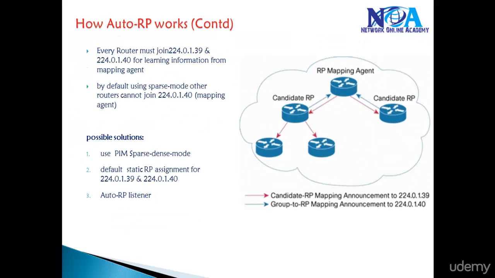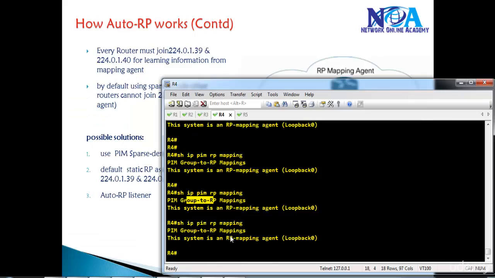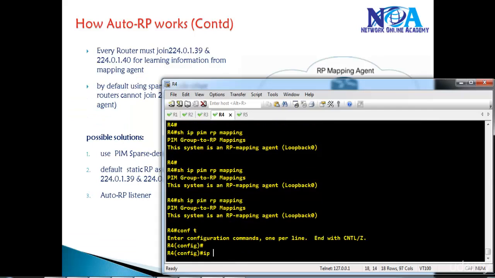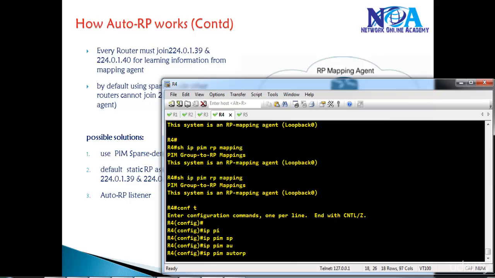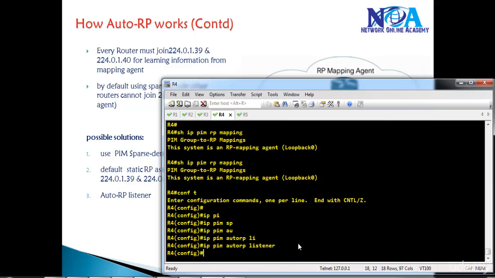by default, to learn about the RP information, they must register to these addresses, and that can be done either by running sparse mode or by using an Auto RP listener. Now in my scenario, I'm going to use Auto RP listener here. Let me quickly configure this on all the routers, IP PIM Auto RP listener, and I'll do this on all the routers.